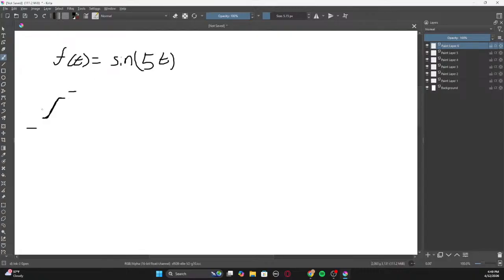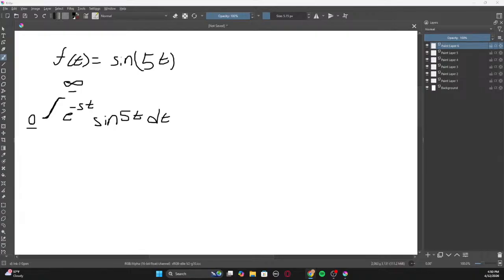So in order to get the Laplace transformation, you have to go from 0 to infinity. And then it's e to the minus st times sine 5t. Don't forget the differential, which is dt. So I'll type that in. So we have the integral from 0, it's e raised to the minus st sine of 5t dt.